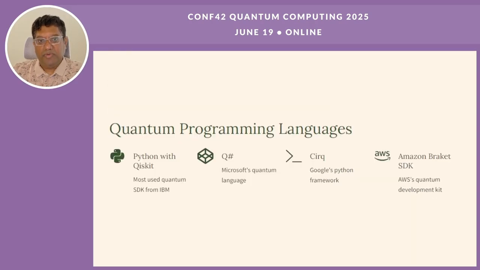And let's discuss quantum programming languages. So we have mainly four quantum programming languages. The first one is Python with Qiskit from IBM. Currently, this is the most used quantum SDK. Then Q Sharp from Microsoft, and Cirq, Google's Python framework. And the final one would be Amazon's Braket SDK. This is native to AWS Braket.